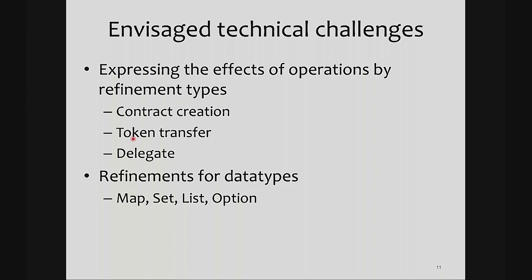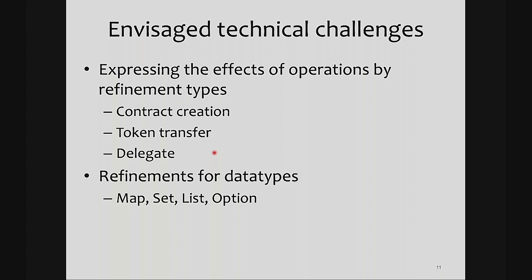Also, another challenge we are already looking at is refinement types for data types. Michelson has several data types such as maps, sets, lists, and options. For the refinement types for these data types, we need to look at several design choices. For example, how to express a refinement for composite data structures, or whether we want to write a refinement for every element, and so on.